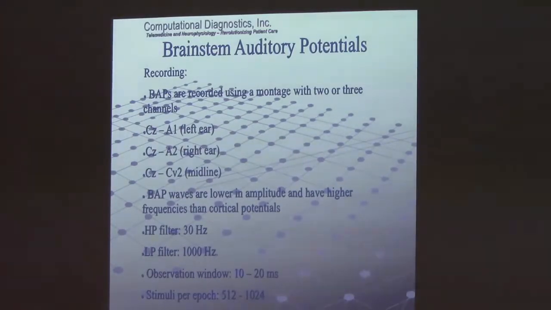We use a high pass filter at 30 hertz and a low pass filter at 1,000 hertz. Some people put their high pass filter at 100 hertz, and some put their low pass filter at 3,000 hertz. We found that this worked really well and pretty much settled on that. The observation window will be between 10 to 20 milliseconds. I tend to favor 10 milliseconds; my partner likes 20 milliseconds. It doesn't make any difference. That's just how big the window of data is that you're looking at.